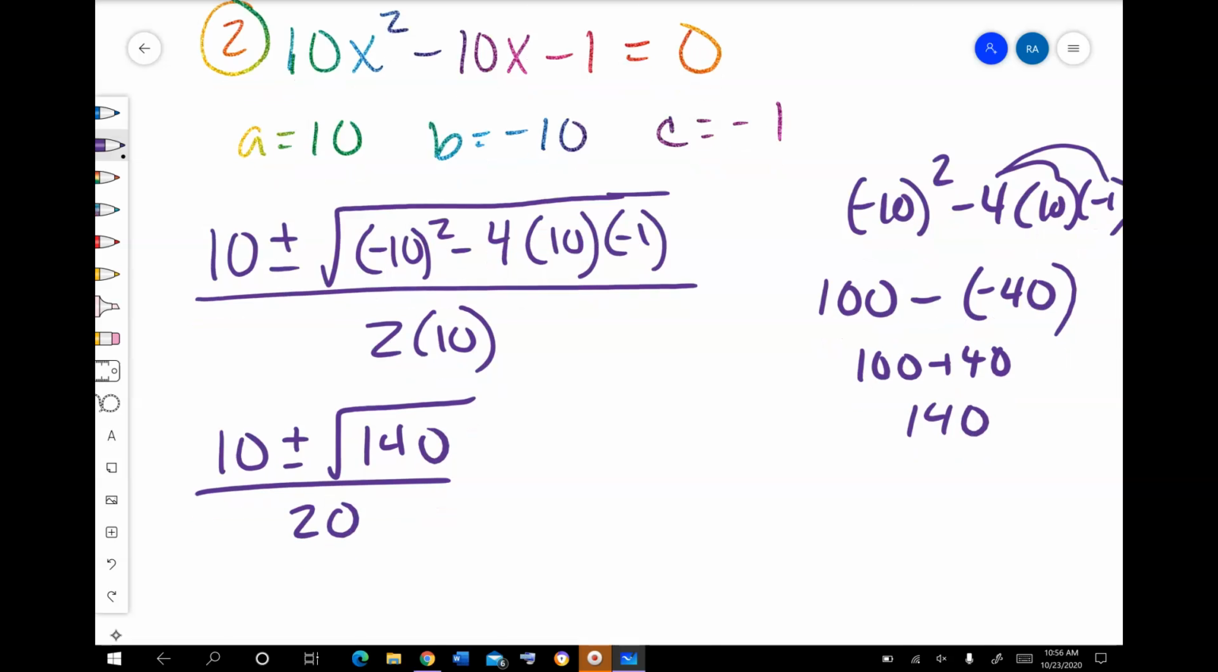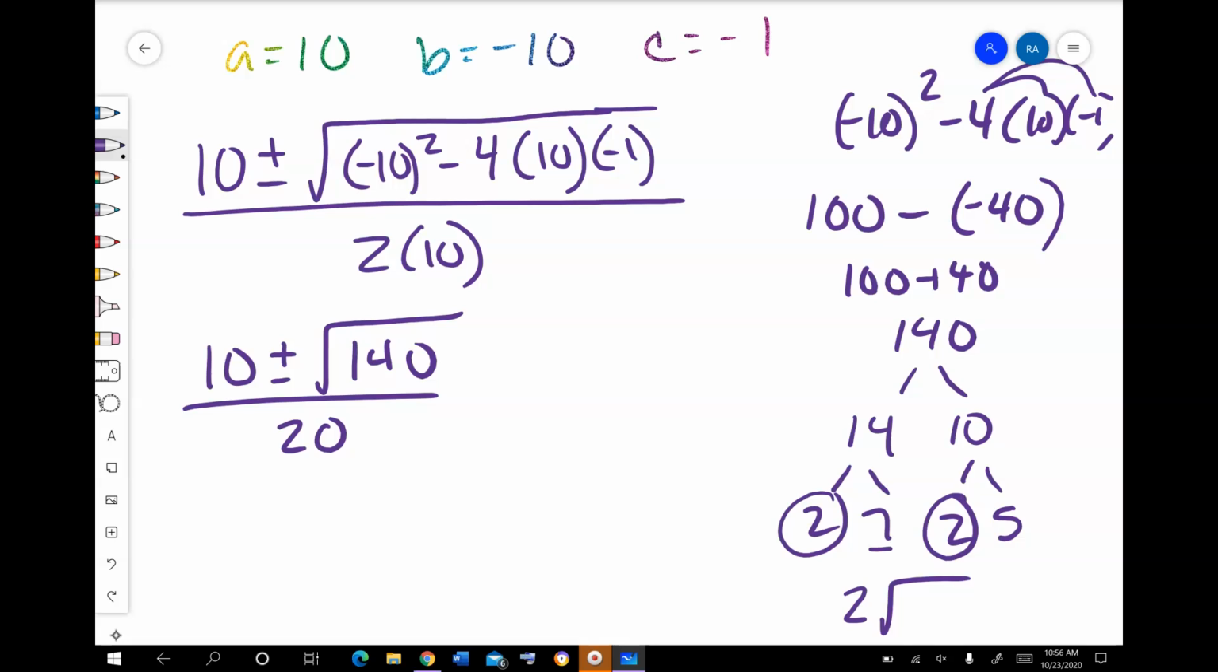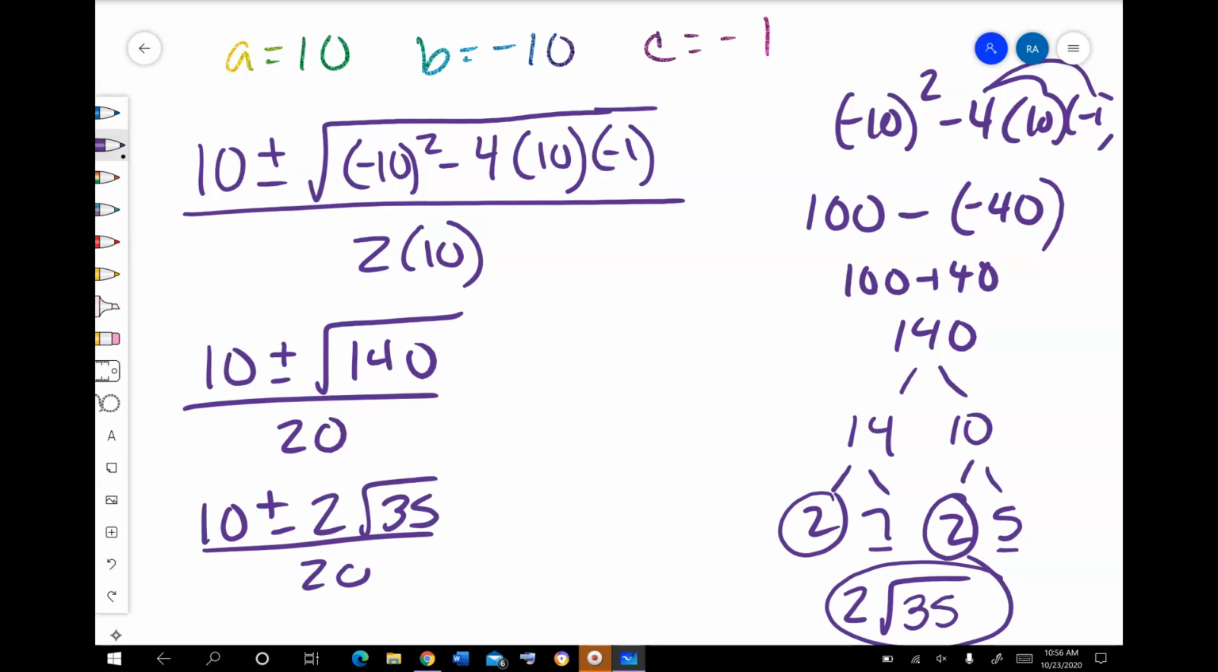We need to rationalize the 140. So I know that's going to be 14 and 10. And this is 2 and 7. And this is 2 and 5. Circle your pairs. I've got a pair of 2's. So that means I can pull a 2 out. And this is left underneath there. So we're going to say 7 times 5 and get 35. Okay? So this is going to be 10 plus or minus 2 square root of 35 over 20.